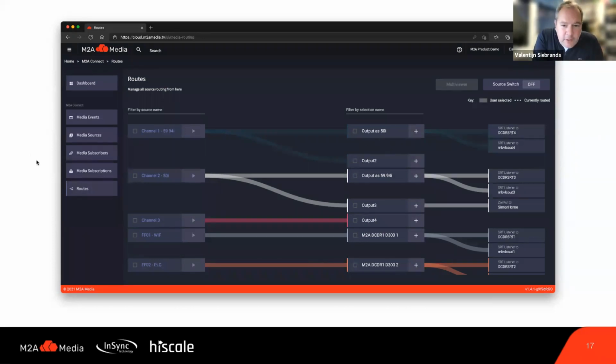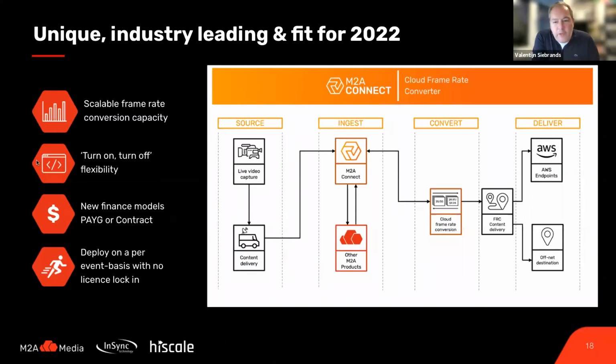On the next slide, you can see schematically how things fit together here. M2A CONNECT delivers value by providing flexibility in cost and capacity in planning, which are typical for cloud video solutions. We work with some of the biggest names in broadcast, helping them to connect with new audiences, realize greater potential benefit, and reduced operational overhead. And now we also provide frame rate conversion as part of this service.